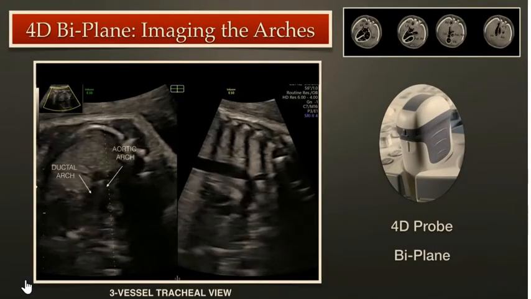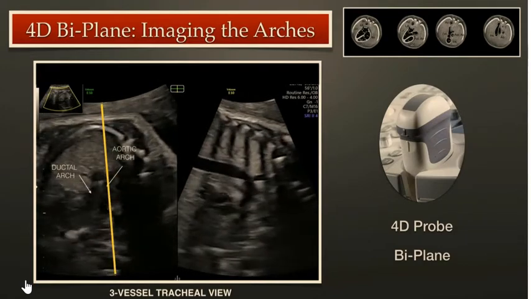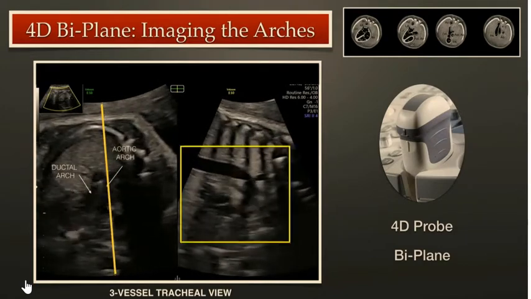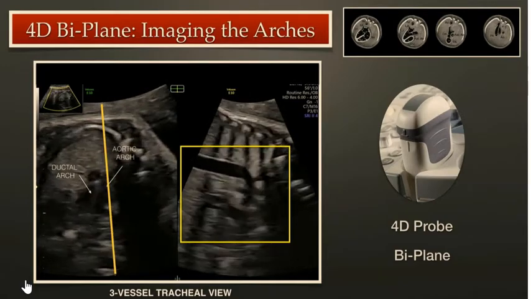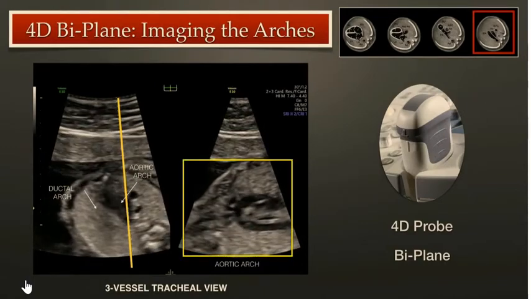A third approach uses a biplane 4D probe that displays two images perpendicular to each other at the same time. Here the reference line is placed in the plane of the transverse aortic arch, displaying the arch on the right when the spine is up. Here the reference line is placed in the plane of the transverse aortic arch when the spine is down. The aortic arch is displayed on the right.